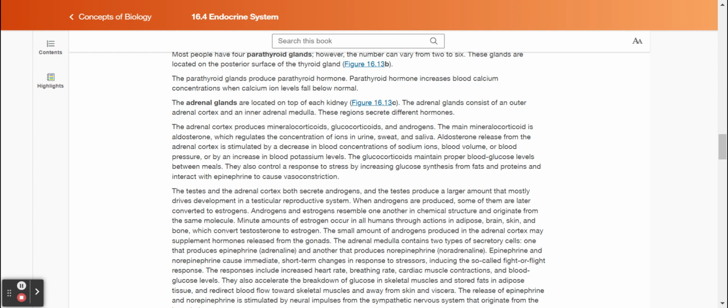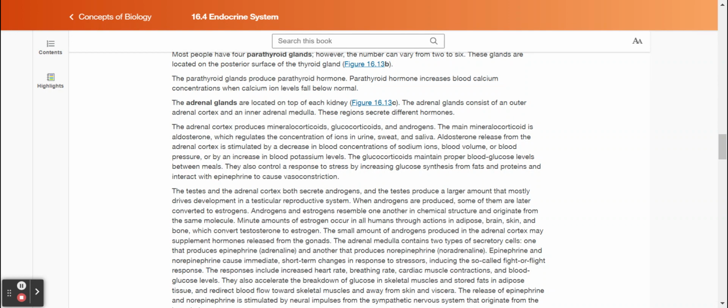The adrenal glands are located on top of each kidney. The adrenal glands consist of an outer adrenal cortex and an inner adrenal medulla. These regions secrete different hormones. The adrenal cortex produces mineralocorticoids, glucocorticoids, and androgens. The main mineralocorticoid is aldosterone, which regulates the concentration of ions in urine, sweat, and saliva.